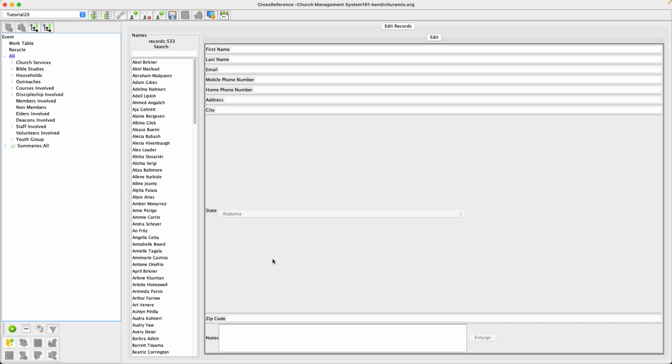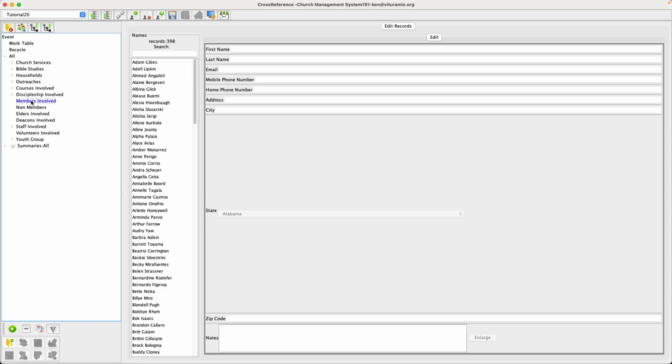Besides all the other specialized groups that there are within CrossReference, there are other groups that don't necessarily need to have special groups assigned to them. They are a special group unto themselves. One example is members. These are people who have passed your membership class or whatever qualifying criteria you need for people to become members. There's also a non-members group here.